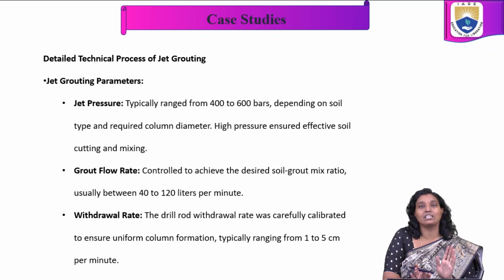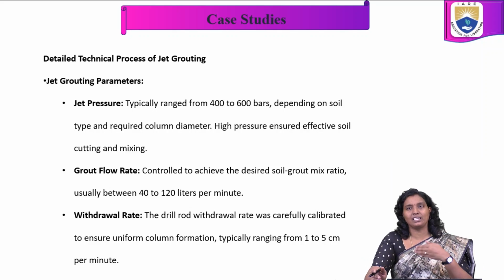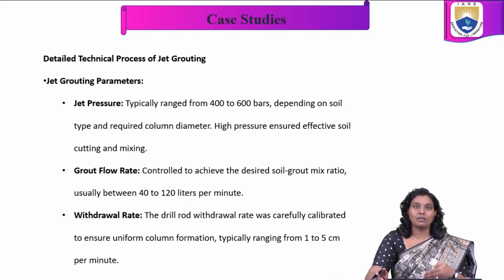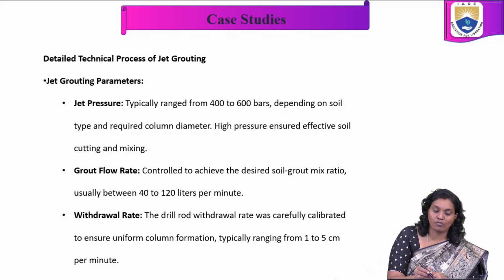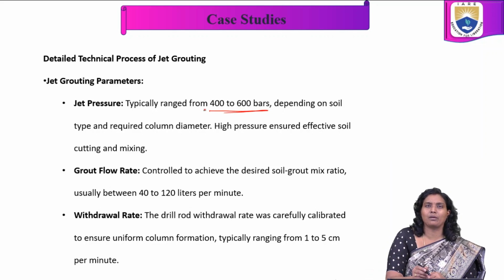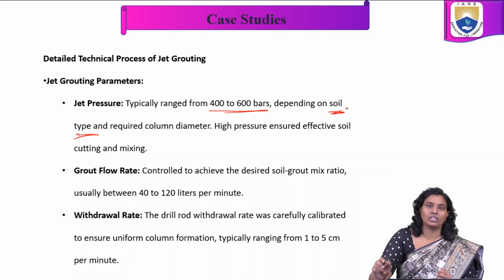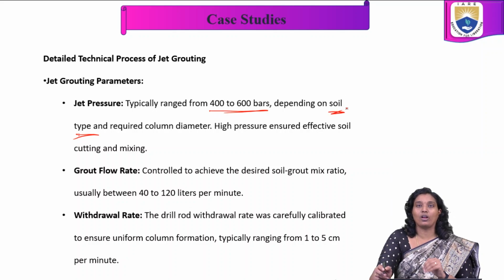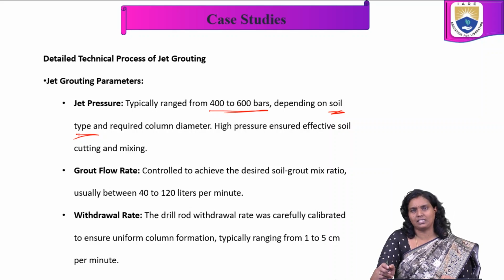What are the details involved in this? So we simply understand it. Previously we understood it theoretically, now we understand what are the parameters involved in this particular case study. So here the jet pressure typically ranges from 400 to 600 bar, depending upon the soil type. The jet pressure purely depends upon the soil type and required column diameter. High pressure ensured effective soil cutting and mixing.